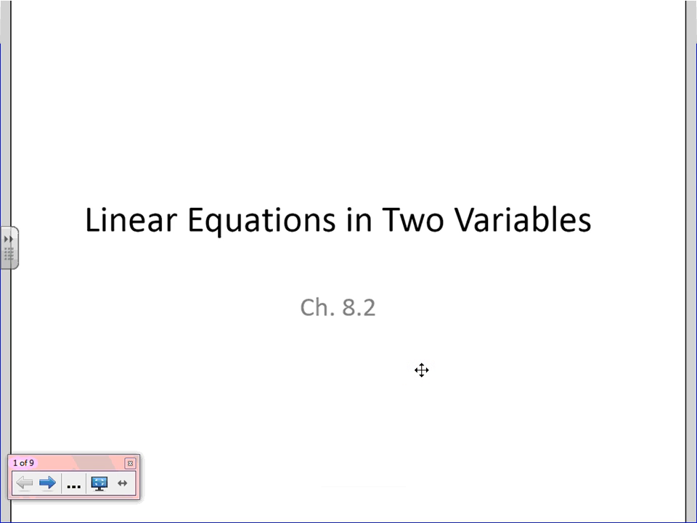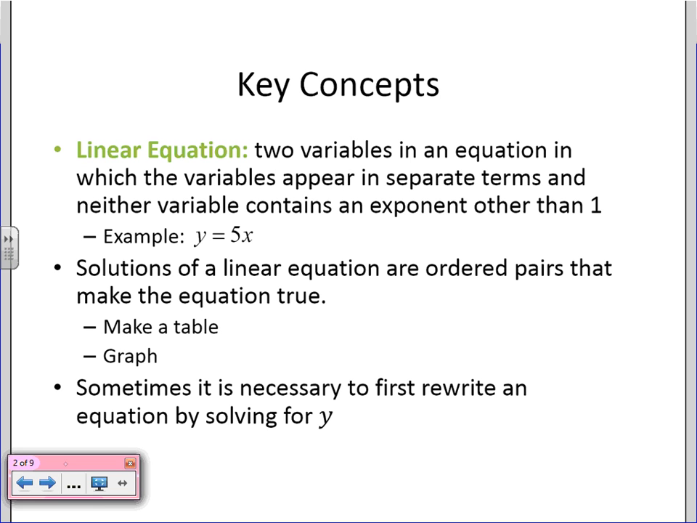Okay, guys, so last chapter we learned all about what a function was, and today we're going to talk about linear equations, and linear equations are just a type of function. So we're going to look at linear equations with two variables, and this is chapter 8.2. Okay, now here we have a couple of key concepts. I'd like you to pause the video, copy these down, and replay me when you're finished.